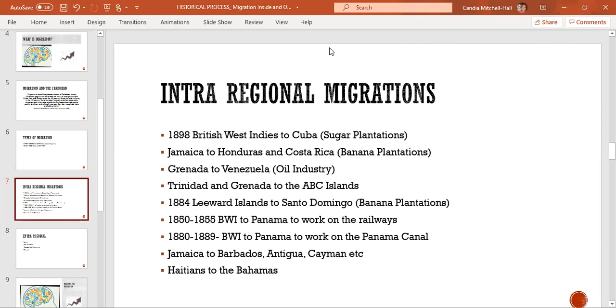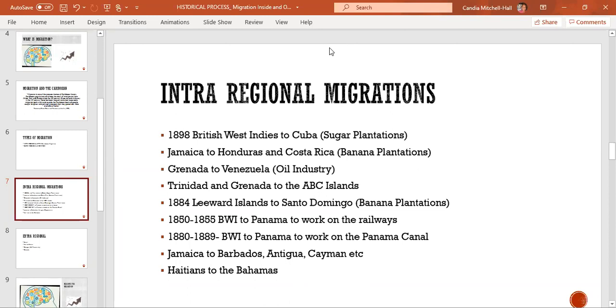And there are two main migration patterns that happen when it comes to Panama. Between 1850 and 1855, a lot of people left the British West Indies, places like Jamaica, Grenada, Trinidad and Barbados, to go and work on the railway in Panama. So the first thing that people left the British West Indies to go and work on in Panama was to build the railroad or the railway. So that is the first thing.